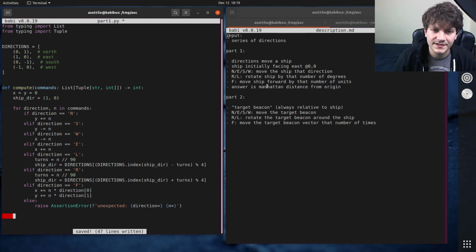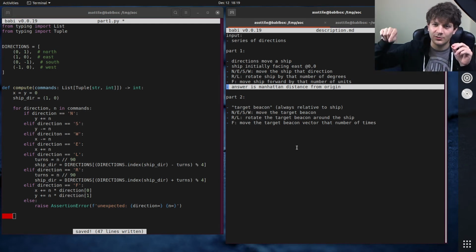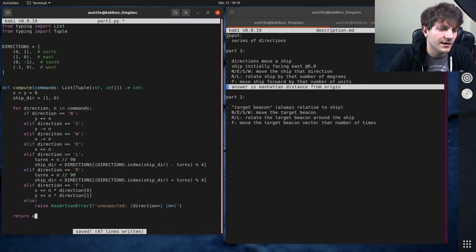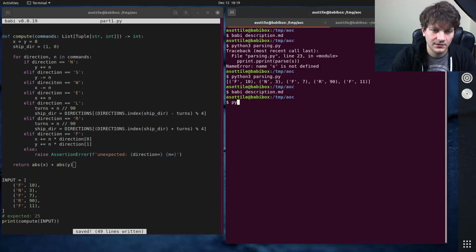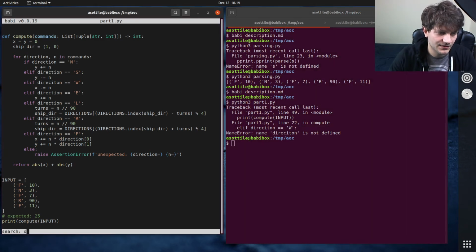And then the final part of this is the answer, and the answer is the Manhattan distance from the origin. And if you don't know what Manhattan distance is, it's basically if you were to travel blocks on streets in Manhattan, how far would you have to travel? So you can't do like diagonal distance. It's always like the integer number of units. And in this case, it's just return absolute value of x plus absolute value of y, and that'll be our Manhattan distance. And assuming I've written this all up correctly, this should give us 25 if I can spell.